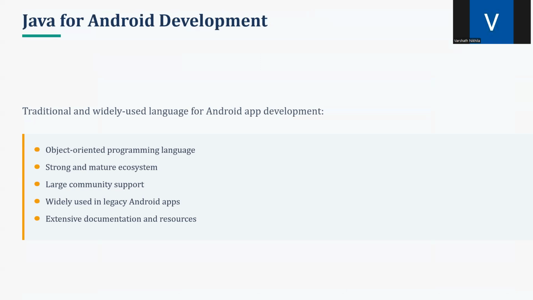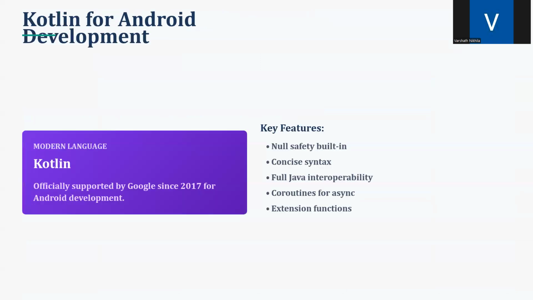Java for Android app development. The traditionally and widely used language for Android app development is Java. It is an object-oriented programming language with a strong and mature ecosystem, large community support, widely used in legacy Android apps, and extensive documentation and resources.